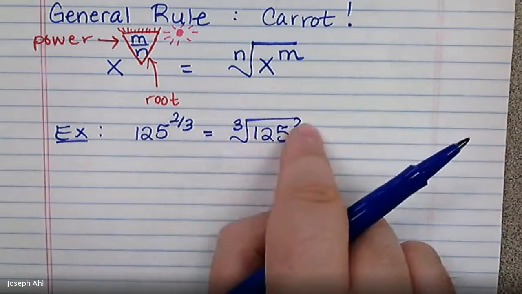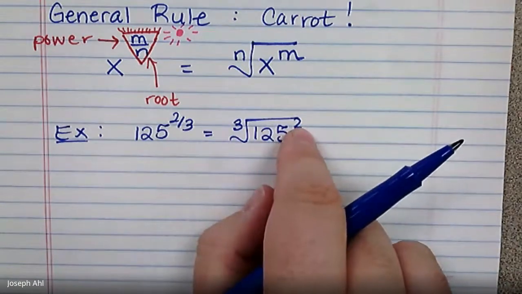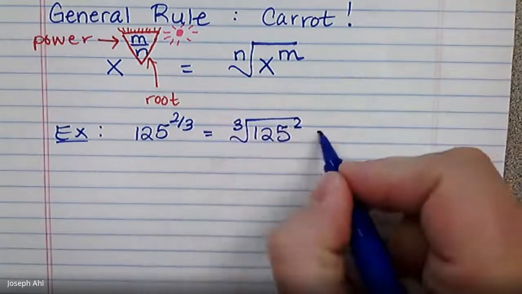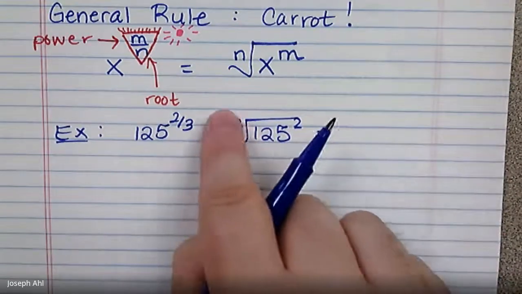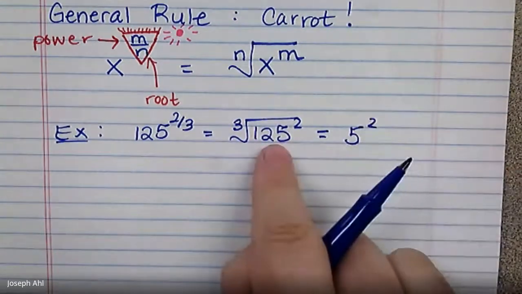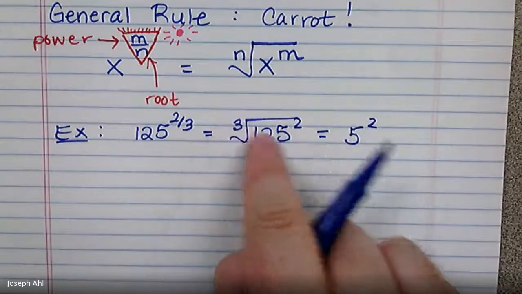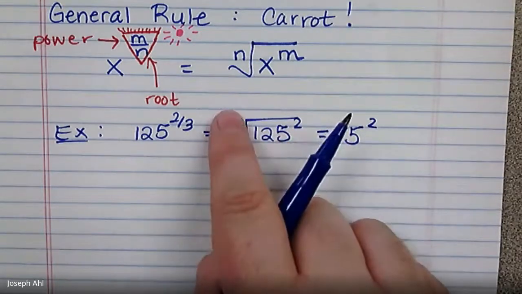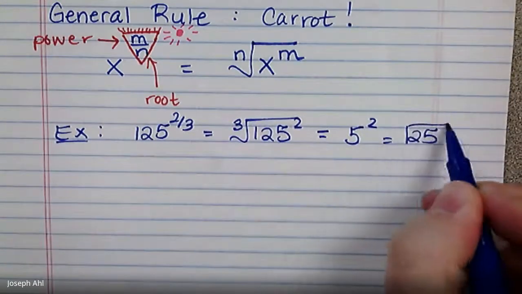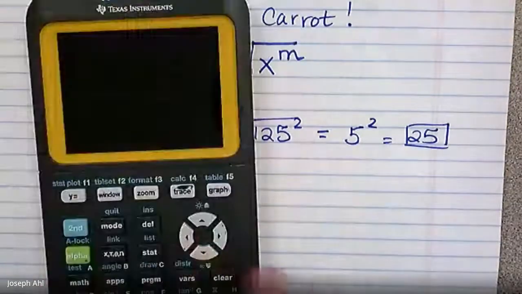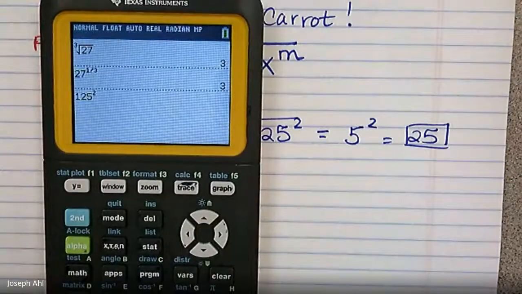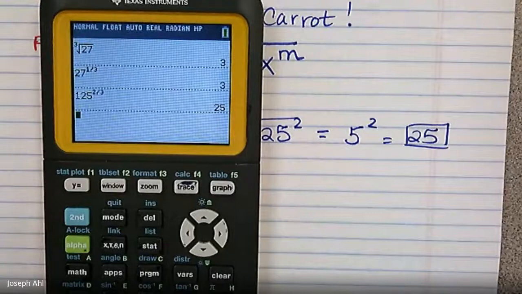Don't do 125 squared in your head. I have no idea what that is. And if you know what that is, good for you. But do the cube root of 125. Make the number smaller first. So if I apply the root first, the cube root of 125, I know that that's 5, and then I have to take that result and square it. You can apply it in whatever order you want, but I like to make the number smaller before raising it to that power. 5 squared is 25. And if you're like, Mr. All, I don't believe you, check it on your calculator. 125 raised to the 2/3 power is 25.